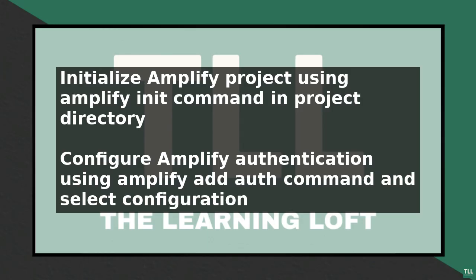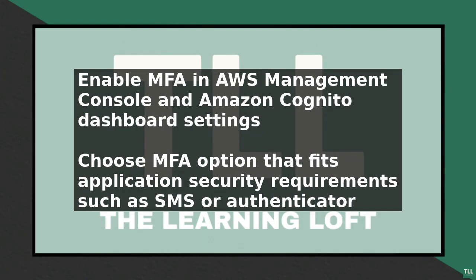To enable MFA, go to the AWS Management Console and navigate to the Amazon Cognito dashboard. Select the user pool you created during the authentication configuration and click on the MFA Settings tab. In the MFA Settings tab, you can choose from various MFA options, including SMS, Authenticator app, and email. Choose the option that best fits your application's security requirements.